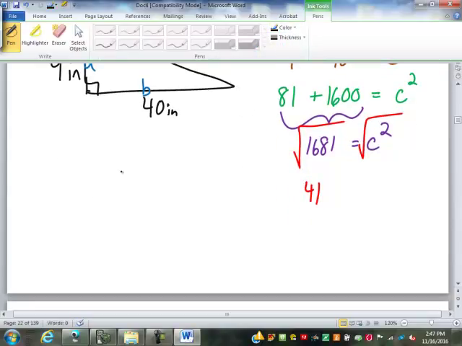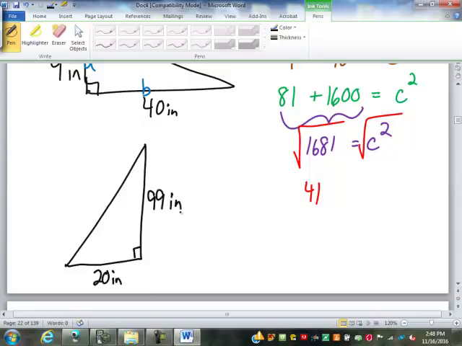In your notes, I want you to try to find, if this is 20 inches right here, and this is 99 inches, obviously not drawn to scale, find the missing side here. I'll call it side Y. So find that in your notes quick.